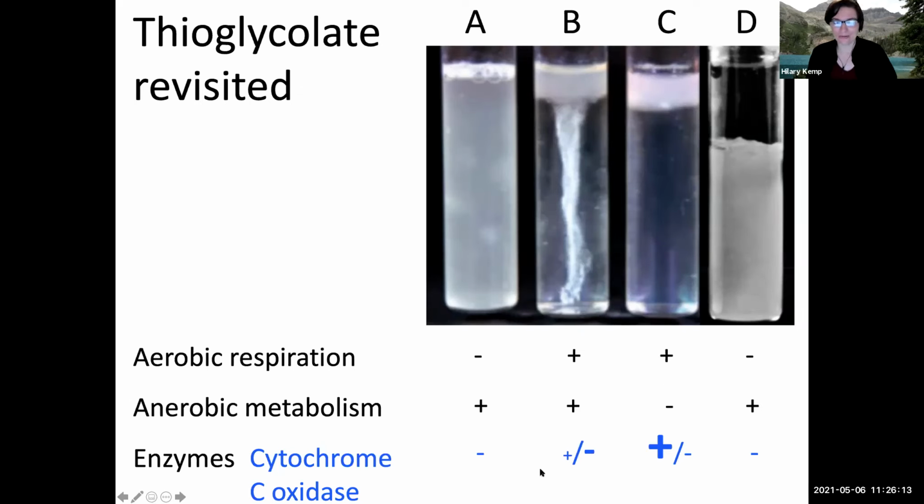Okay, so cytochrome C oxidase is the primary component of the aerobic respiration transport chain, but there is an alternative, and so some organisms use that alternative instead. So we can be relatively sure that this has cytochrome C oxidase, but not 100%. And we can be relatively sure this doesn't, but not 100%. So it might, and this probably does, but might not.